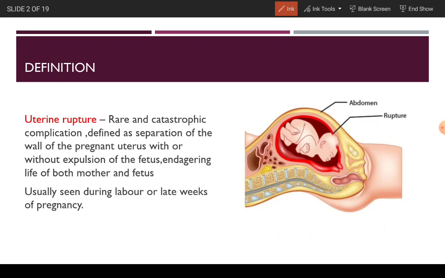So we are going to learn about the rupture of the uterus. It is a rare complication, but if it happens it is very dangerous. The uterine wall is getting separated, and either the fetus may be expelled outside or it can remain inside.